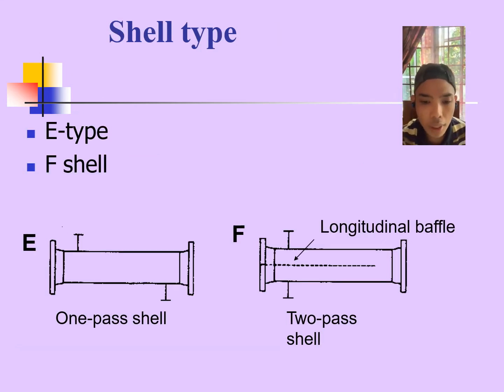And the third one is E-type and F-shell. The E-type, usually used like a pipe, is a one pass shell. And the F-shell has a longitudinal baffle and is a two pass shell.